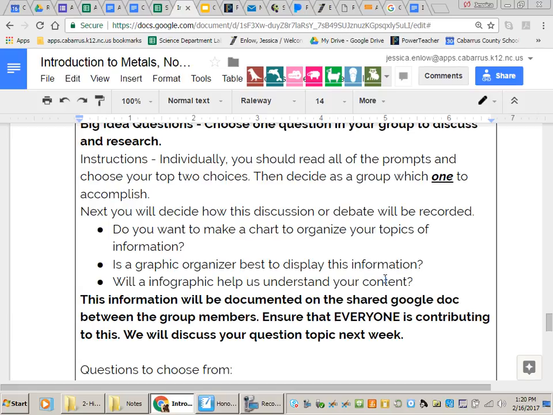Come back to me for a second. On this one, it says you all should read the prompts individually. There are 6 questions down below here. You need to figure out which one you want to do, and as a group you can converse and talk about which one you want to accomplish. There's maybe a little background research you'll do, and then you'll do a 5-minute presentation on your question Monday.